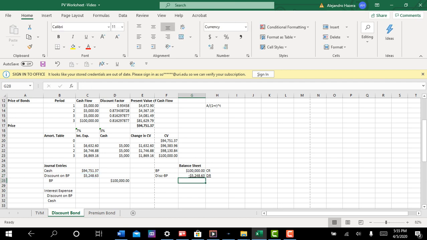Now if you take the bond payable less the discount, and let's be clear about this, that is minus the discount, you're going to get your original carrying value, because we haven't done any amortization yet. So if you take that amount plus that, you'll get your initial carrying value. And notice that it's equal to the same carrying value on the amortization table right there.